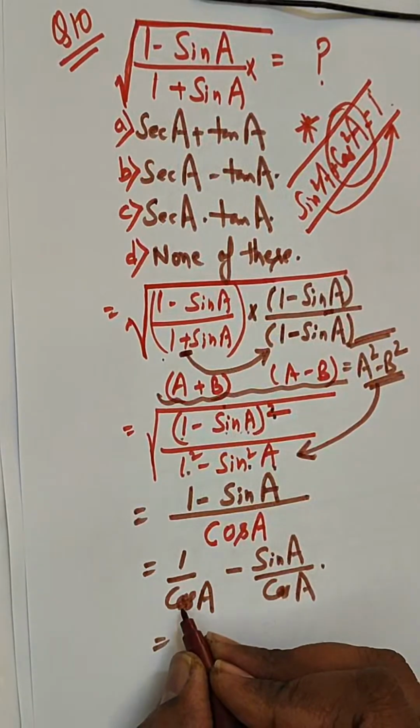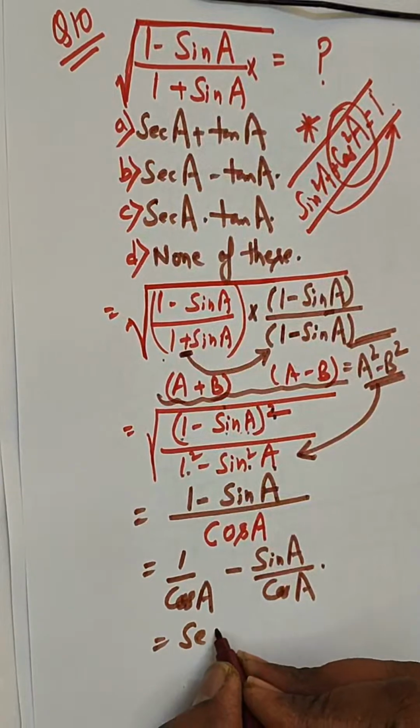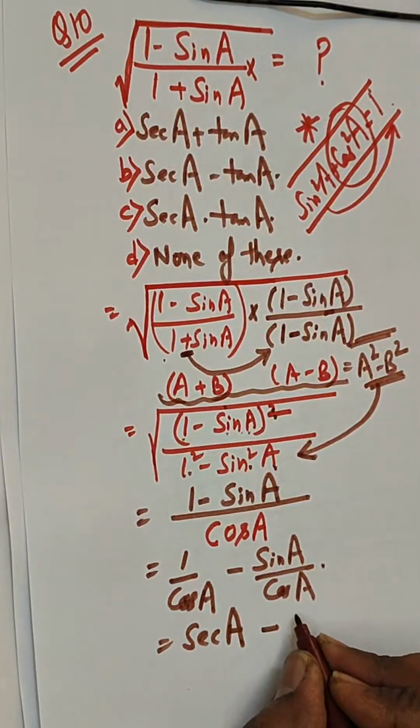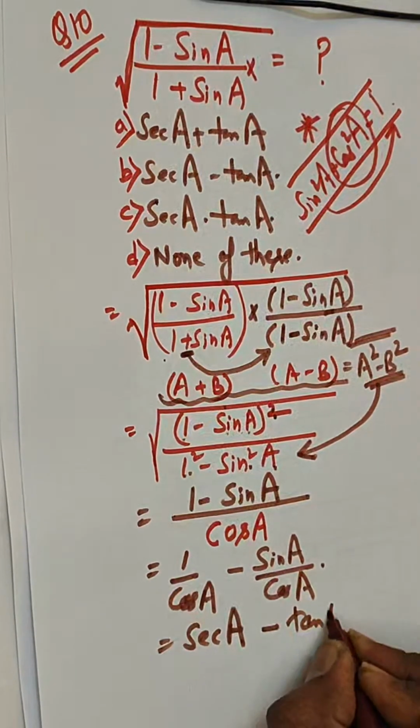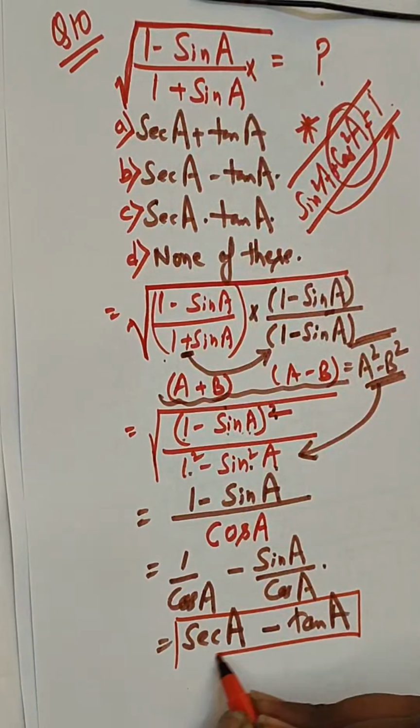You know this, my dear friends, don't tell me you don't know it. 1 by cos a is sec a, and sin a by cos a is tan a. So our answer is sec a minus tan a.